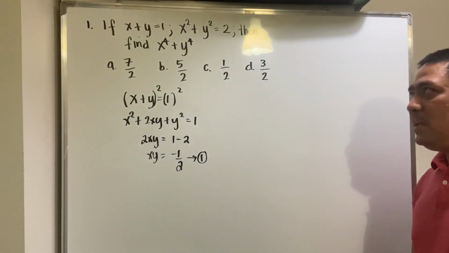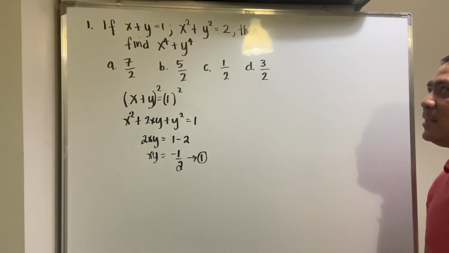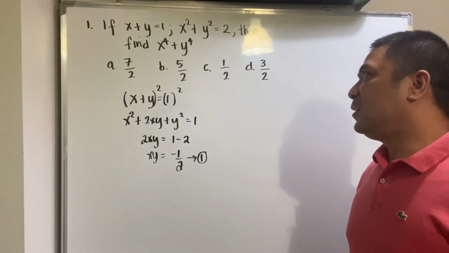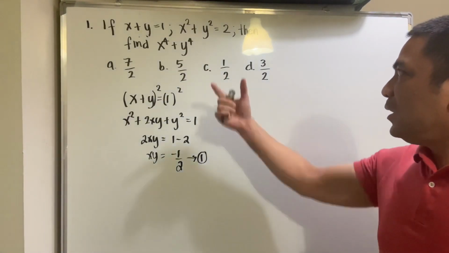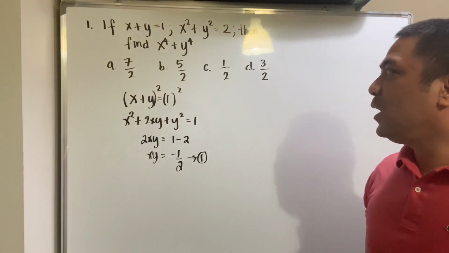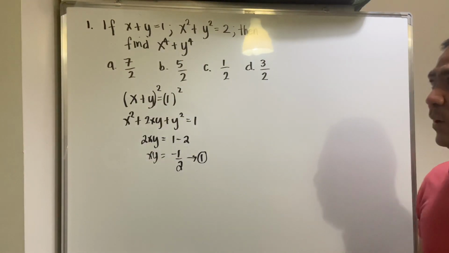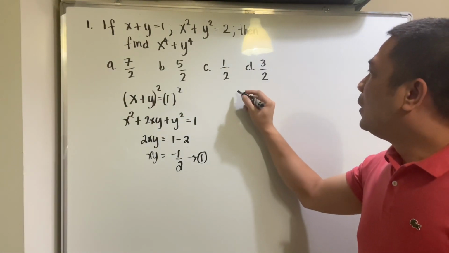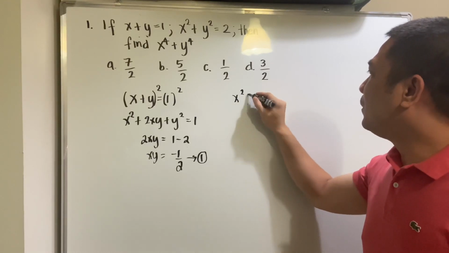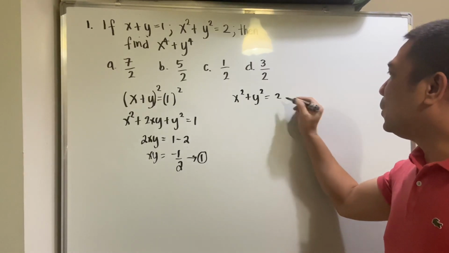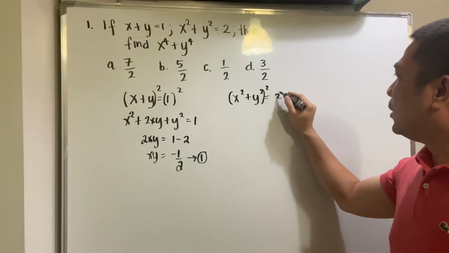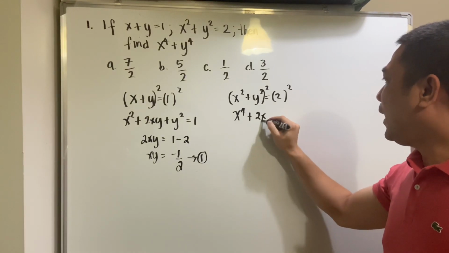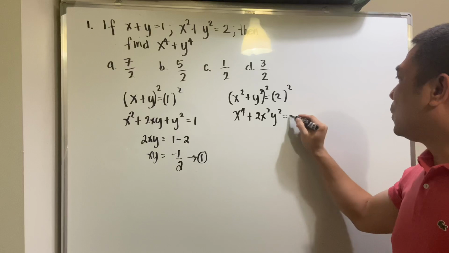Now, similarly, you have to analyze the second equation in relation to the third condition. So what will I do to the second equation so that I'll have an equation involving x to the fourth plus y to the fourth? Same thing that we did to the first equation. If I have x squared plus y squared is equal to 2, and I square both sides of the equation, I will have x to the fourth plus 2x squared y squared plus y to the fourth is equal to 4.